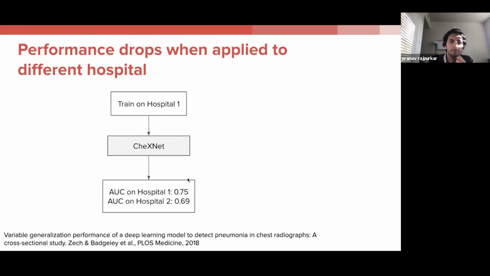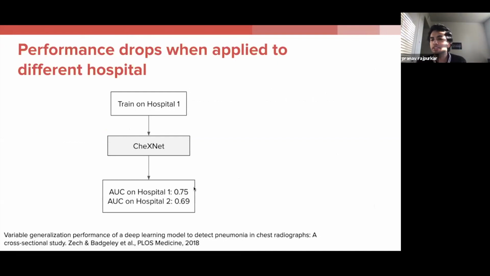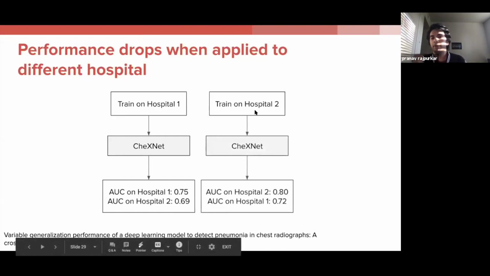So just at the time at which we were completing the study, this was November 2018 now, there was a study that came out that said, you know what, these algorithms are not as good as we thought. And here was their experiment. They said, let's train a model on a hospital, let's find out the performance on that hospital, and then let's find out the performance on another hospital. And you can see that there's a drop. And you can repeat this experiment the other way around.